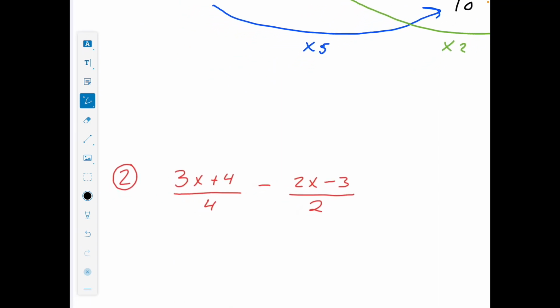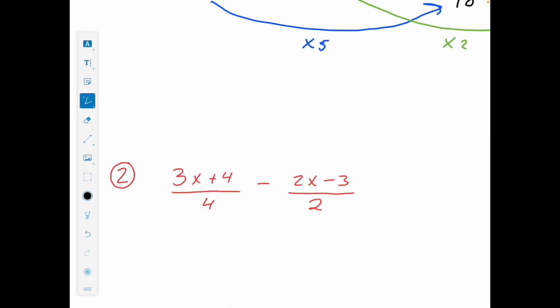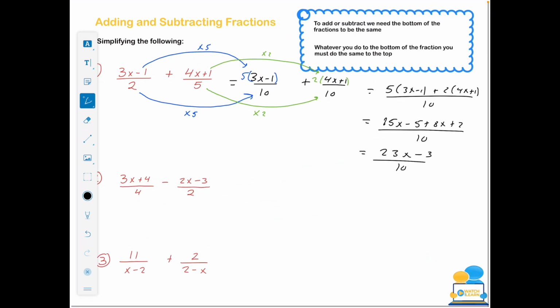We're going to do question 2 here. So we have 3x plus 4 over 4 minus 2x minus 3 all over 2. You need to be a little bit careful here. There's a few minus signs that might catch us out a little bit. I'm going to do the same approach. So what number will 4 and 2 divide into? Or what's the lowest common multiple of 4 and 2? The answer is 4. So I'm going to rewrite both my fractions and put a 4 on the bottom of both.